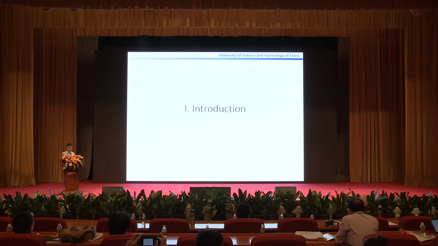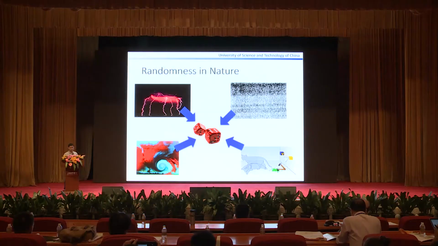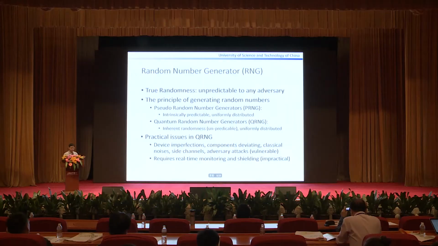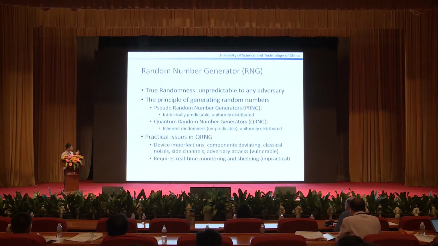Okay, this section is about randomness. Here is a very short introduction. Randomness exists in nature. Different kinds of randomness are chaotic or intrinsic, like quantum randomness. Based on the different kinds of randomness, we have different kinds of random number generators. For some applications, a generator that produces uniformly distributed random numbers is enough. But for secure applications, we need intrinsic random numbers that are unpredictable to anyone, unpredictable to Eve.